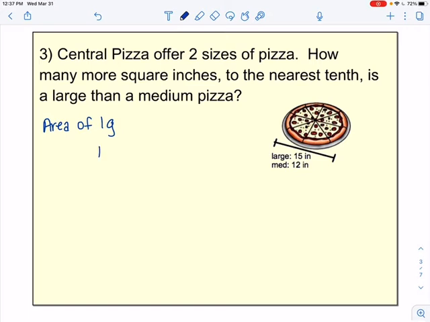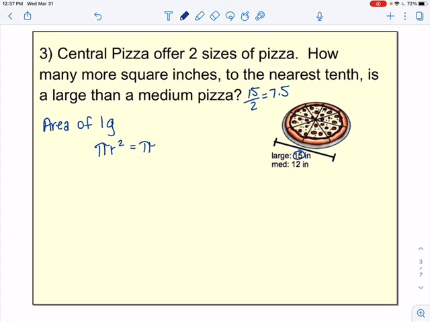Okay, so the area of our large pie, again, is going to be pi r squared, and our large, it's a 15-inch diameter, which means that the radius there, if I divide that by 2, is going to give me 7.5. So that's going to be pi times 7.5 squared. Again, it says to the nearest 10th, so we'll use the pi key on the calculator this time around. So you're going to do pi times 7.5 squared. And when we round that one to the nearest 10th, you're going to get 176.7.